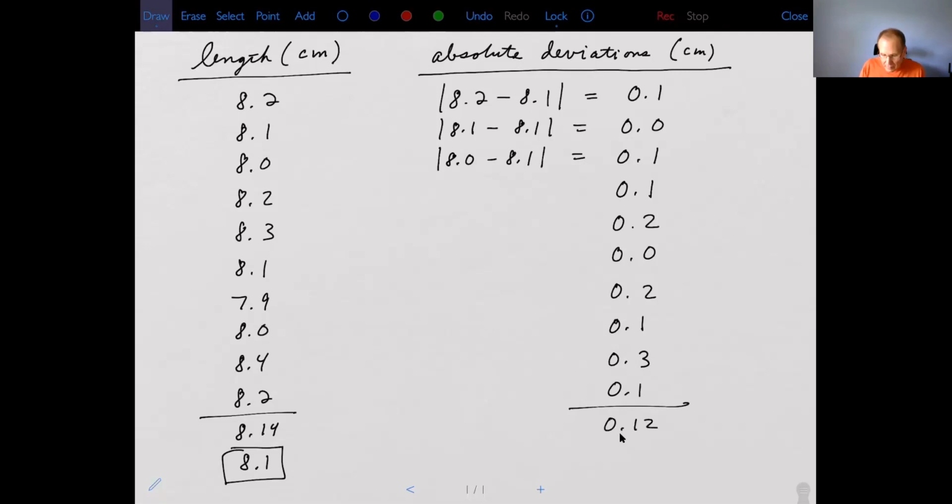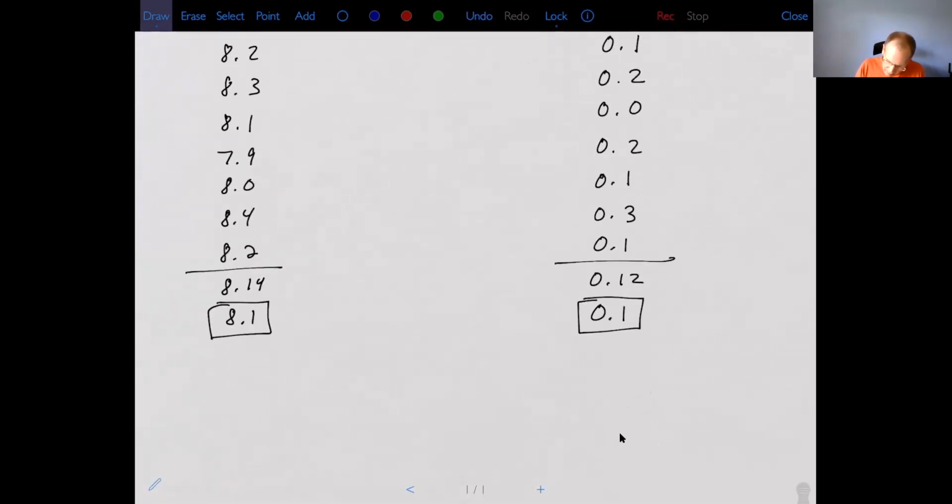But then I need to round to the resolution of the instrument, which remember was 1 decimal place. So this is going to be 0.1. This is called the average absolute deviation. Okay, now the last step to calculating percent experimental accuracy.